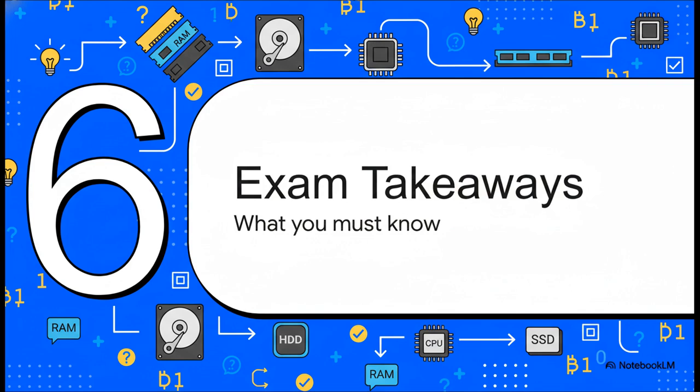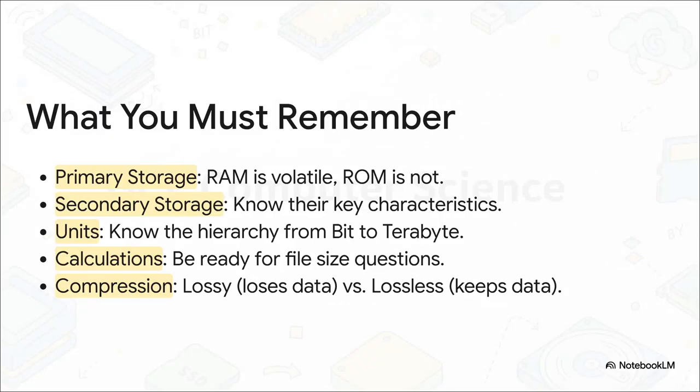Okay, that was a lot to take in. So let's take a breath and boil it all down to the absolute must-know facts for your exam. This is the stuff you really want to lock in. So here it is, what you must remember. First, primary storage. RAM is volatile, ROM isn't. Simple. Second, secondary storage. Be ready to compare optical, magnetic, and solid-state drives on their characteristics. Third, units. Know that hierarchy from bit all the way up to terabyte. Fourth, calculations. Be ready for a question on calculating file size. And finally, compression. Lossy loses data for smaller files. Lossless keeps everything. Got it?